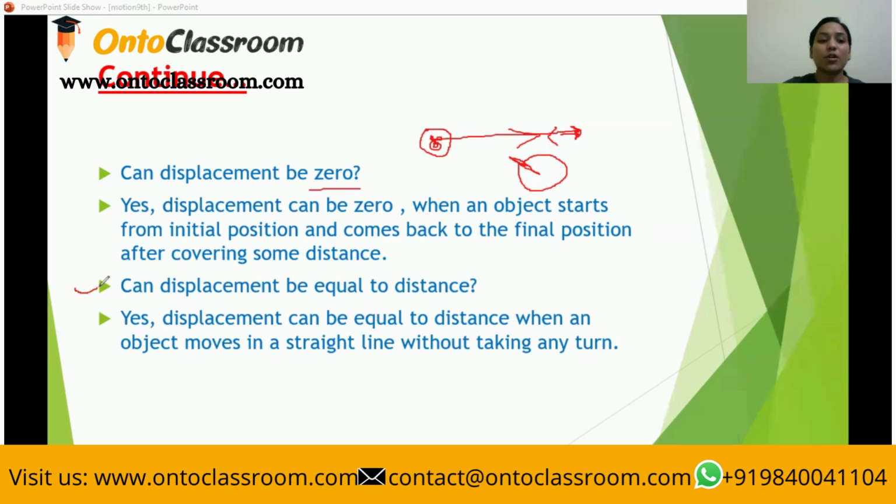Now the second question is also very important: can displacement be equal to distance? Yes, it can be. If an object starts from this point, covers some distance, and just stays here only. Let's suppose this is A and this is B. So the distance will be AB and the displacement will also be AB. So yes, distance and displacement can be the same.